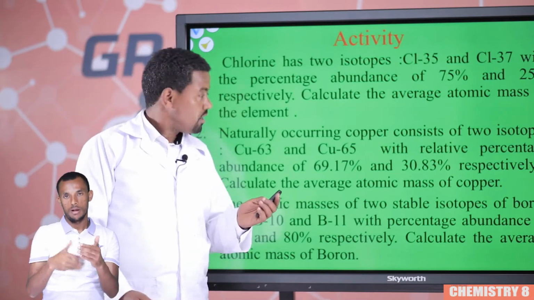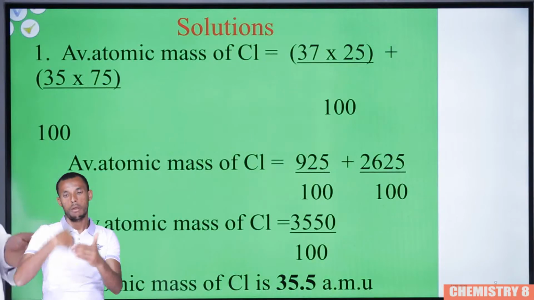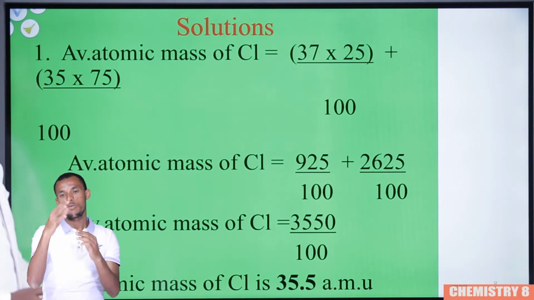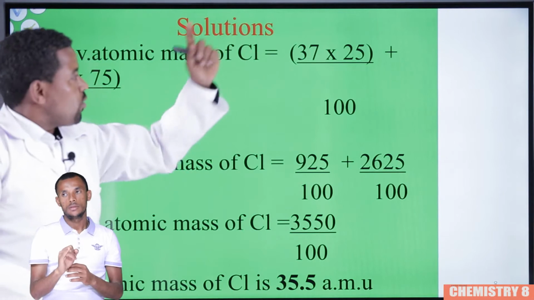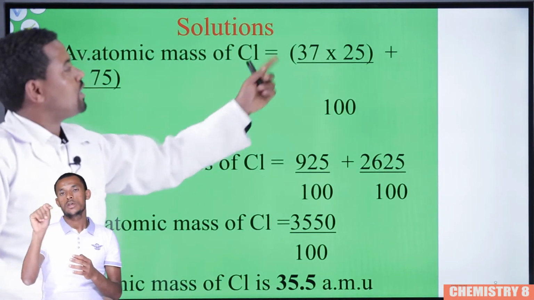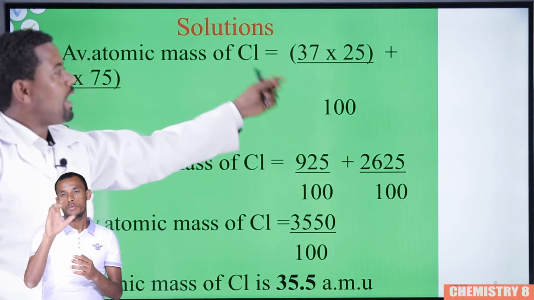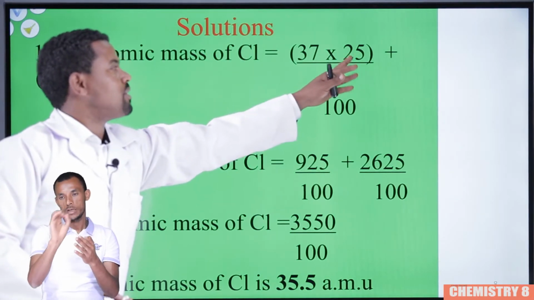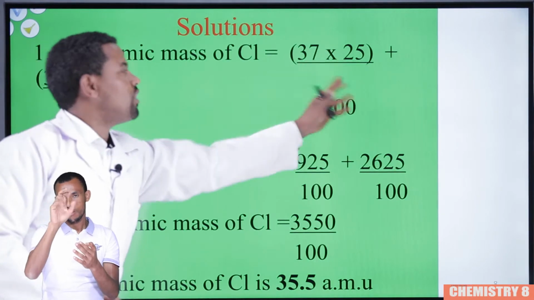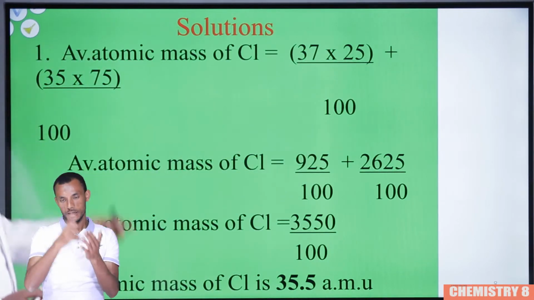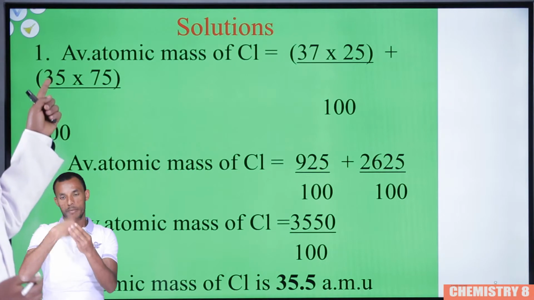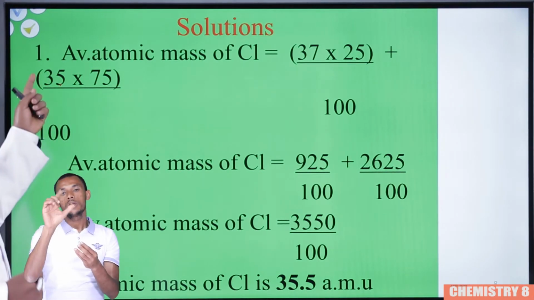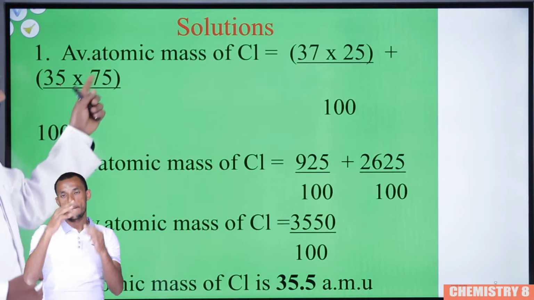So let's see one example and you can try the remaining ones. Average atomic mass of chlorine: one of the isotopes of chlorine has mass 37 and percentage abundance 25%. 25% means 25 over 100, plus the other isotope of chlorine, with mass 35 and 75%.